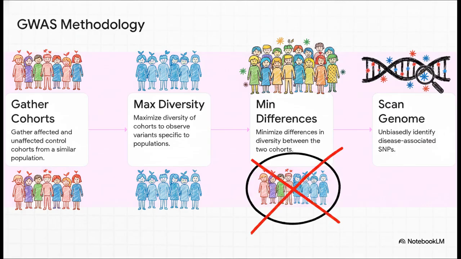Second, they want to maximize the overall diversity of both cohorts so they can observe a really wide range of variants. But, and this is a huge but, step 3, they must minimize the differences in diversity between the two cohorts. If the affected group has a totally different ancestral background than the control group, scientists are going to end up identifying false positives that are just related to ancestry, not the disease itself. Finally, step 4, they scan the entire genome to unbiasedly identify common genetic variations, called SNPs, that are associated with the condition.